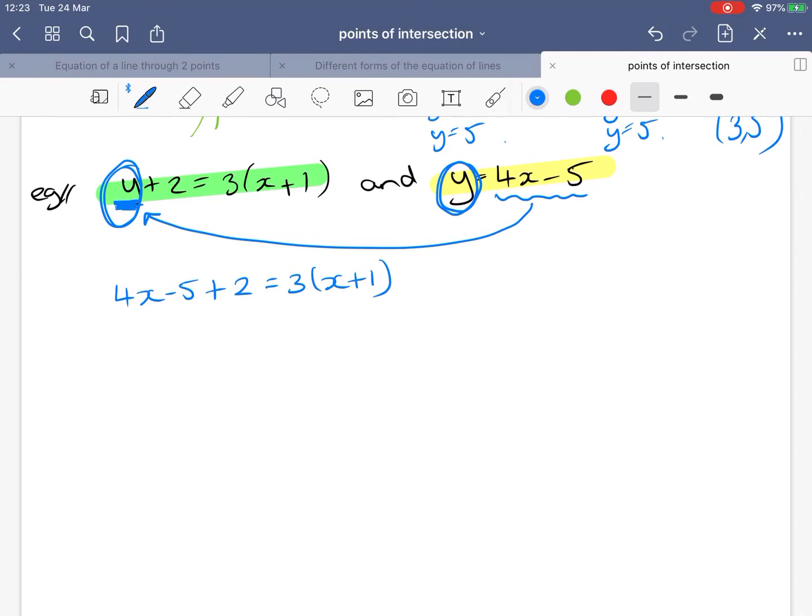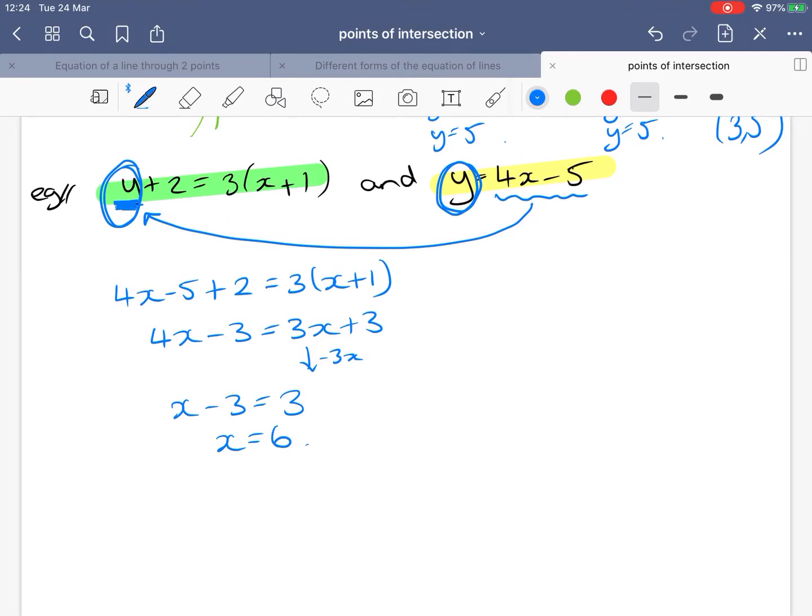So we're going to tidy this up. So 4x, well, minus 5 add 2 is going to be minus 3. And now I'm going to expand this bracket on this side as well. So I'm going to have 3x plus 3. We need to get the x's on one side, so I'm going to take away the 3x's from this side and the other side. So I end up with x minus 3 equals plus 3. Add 3 to both sides. x equals 6. Okay, worked out the x.